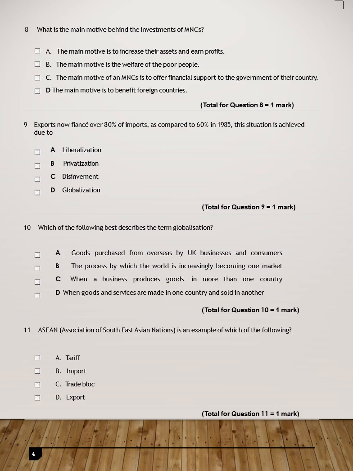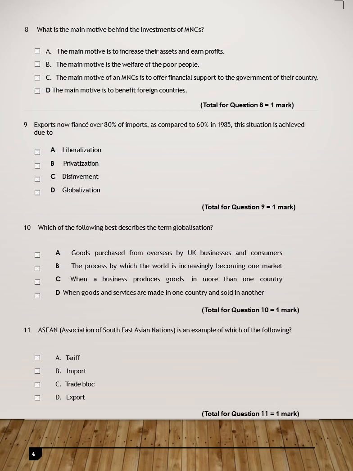So when we go for the next question, exports now finance over 80% of imports, as compared to 60% in 1985. This situation is achieved due to what? Exports now finance over 80% of imports, so we are exporting more, and global trade as a percentage of GDP has increased, isn't it? From 60 to 80%. So international trade is increasing, which is called what? Globalization. This situation is achieved due to globalization. So option D will be the right answer, because due to globalization only we are able to increase the proportion of international trade.